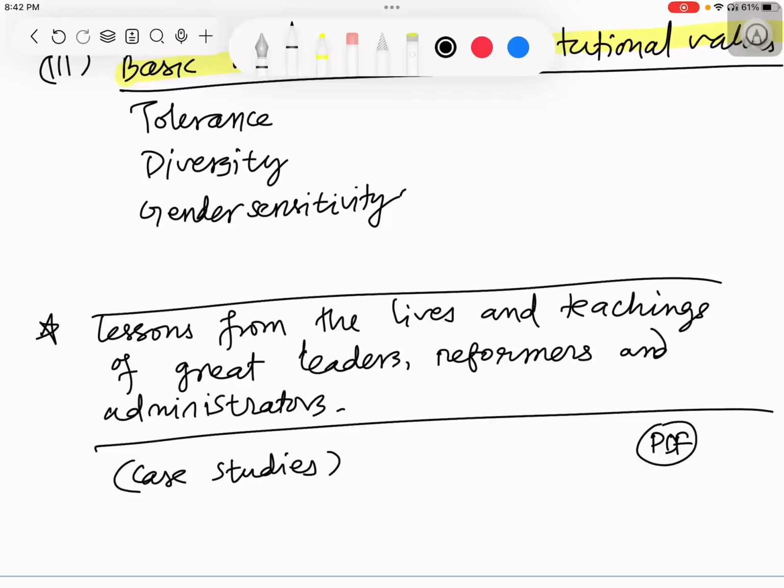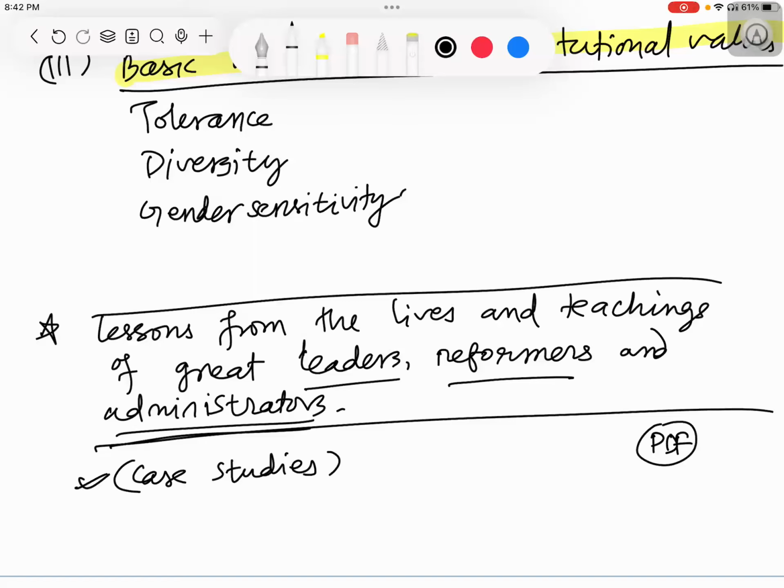So with the case study compilation you will understand what examples of leaders, reformers and administrators to give. For example, leaders: Lal Bahadur Shastri, Abraham Lincoln, Churchill. So you just give one or two examples, very short examples. Remember that, revise that, and write it in the exam wherever appropriate.